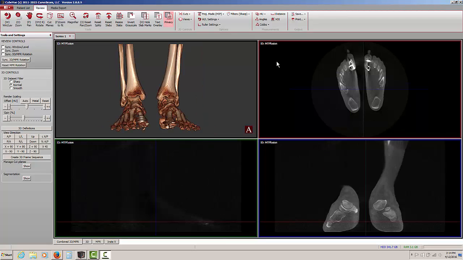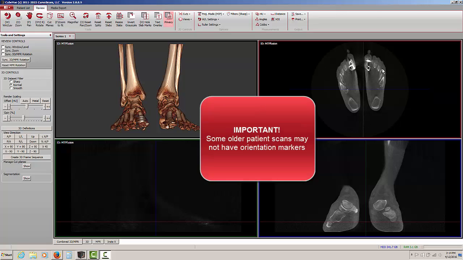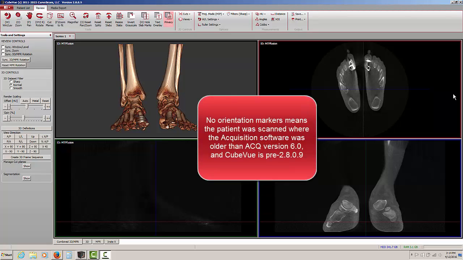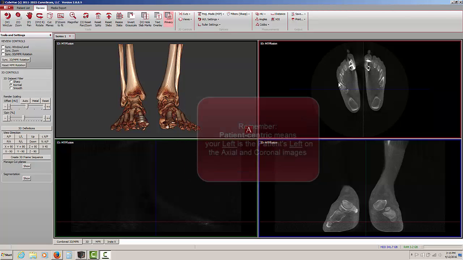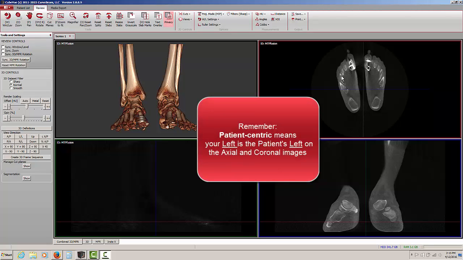Now, it's important to note, if we have an image that does not have our orientation markers, anterior or posterior, and especially right or left, that means that we are dealing with an older patient scan, a patient who was scanned on a version of the acquisition software prior to version 6.0. It is important to remember that by default we are using the patient-centric view, not the radiology view, on a scan where we do not see the orientation markers. And by that we mean the left foot that we see here is the patient's left, and the foot that's on the right is the patient's right.